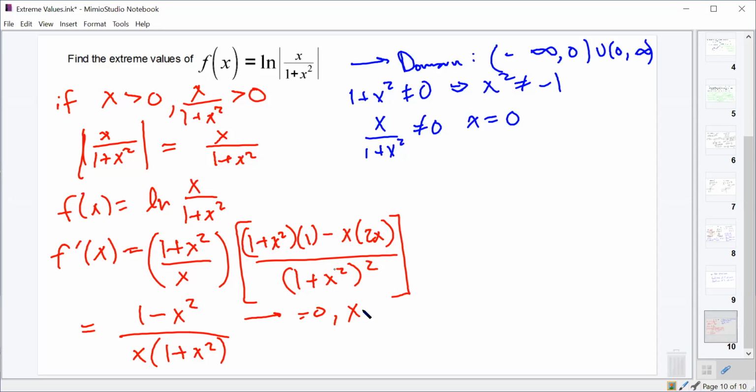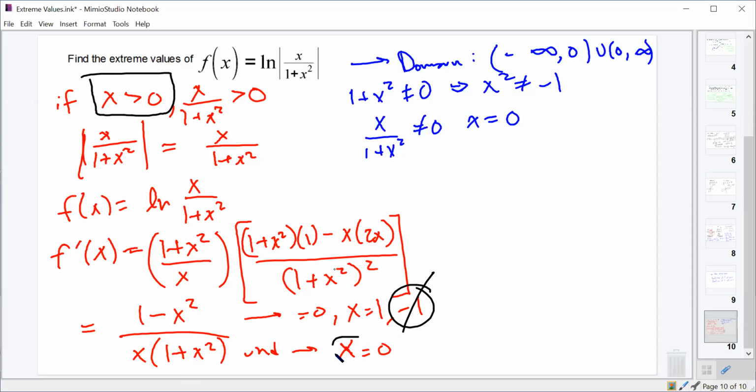So it equals 0 if x equals 1 or negative 1. And when is it undefined? If x equals 0. And what is the piece of the domain that we're talking about here? We're just specifically talking about x being greater than 0. So ignore x equals negative 1 and ignore x equals 0. So the only critical value we get from doing the right-hand portion of this is x equals 1. Everybody good with that so far?